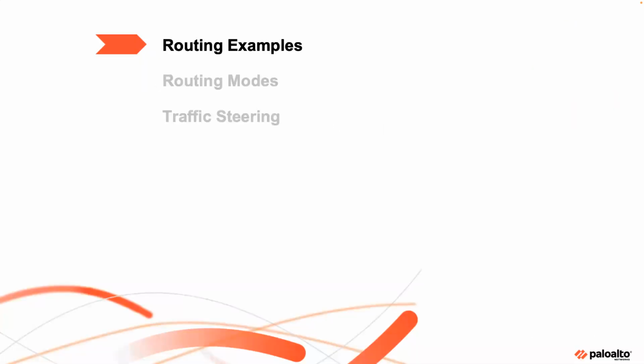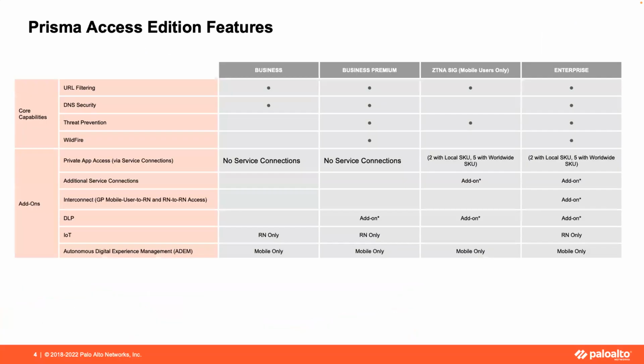Before we get into the routing examples, however, I think it's really important that we talk about licensing, because this makes a big difference in what options you have. So there are several different additions or licensing levels that we have: business, business premium, ZTNA, which is Zero Trust Network Architecture, and enterprise. Well, they mean different things, have different functions.